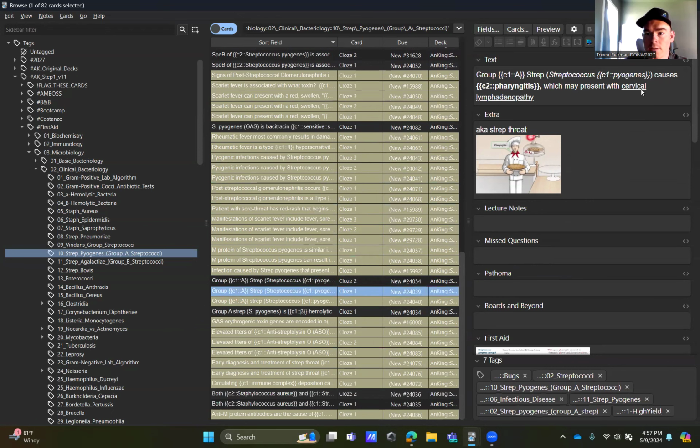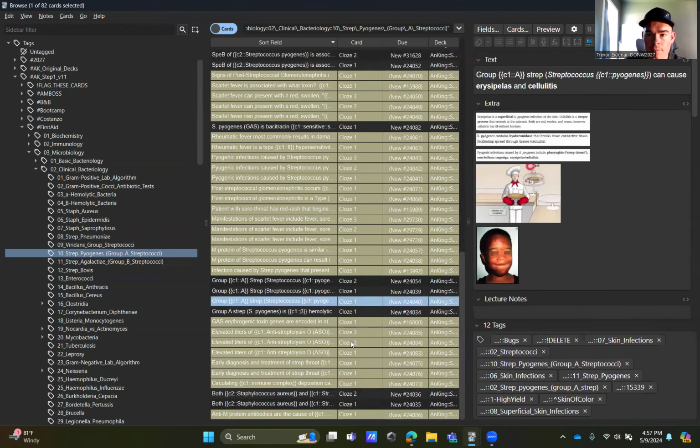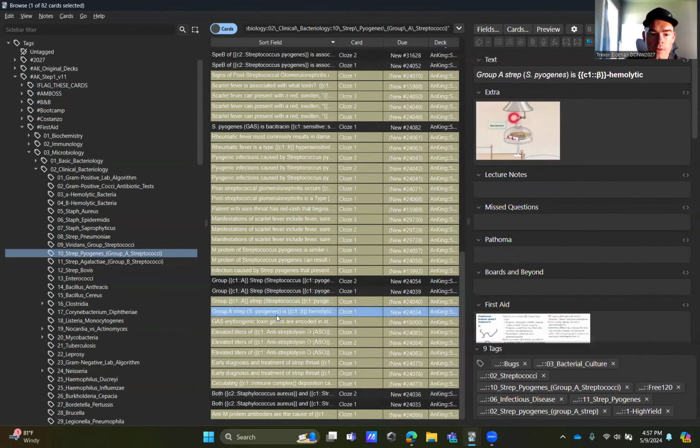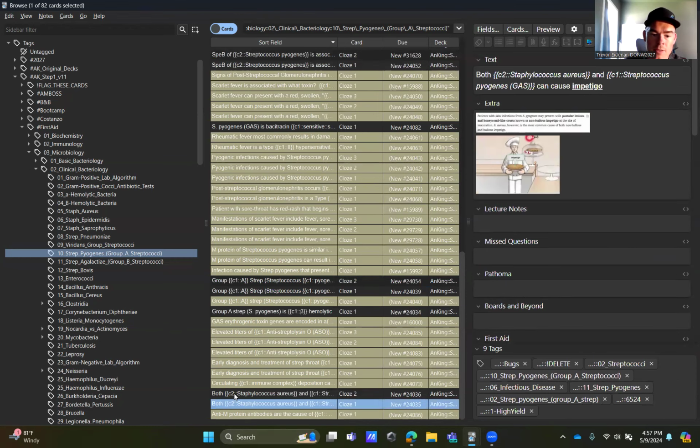Talking about pharyngitis is the common presentation with cervical lymph node swelling. And then you want to skip this one here because we've already gotten a card for that. But you grab this one here that is beta hemolytic. And you want to skip a bunch and you want to grab the second and the third from the bottom.